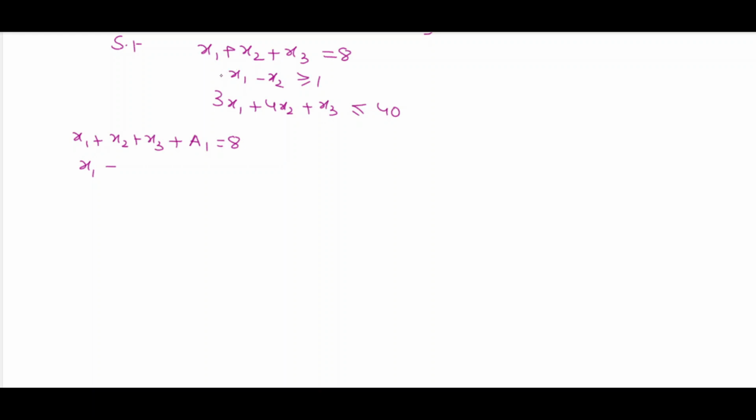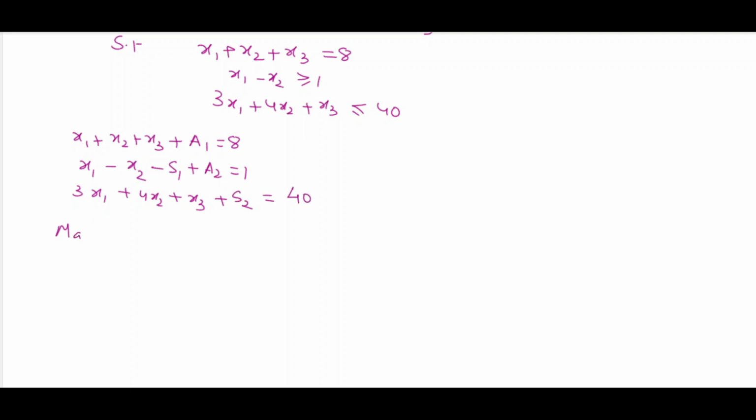either you can multiply minus 1 to it, or you can do x1 minus x2 minus s1 plus a2 is equal to 1. Likewise also you can do it, and this remains as it is, 3x1 plus 4x2 plus x3 less than or equal to 40 as usual. Sorry, we want to remove it, so plus s2 is equal to 40.